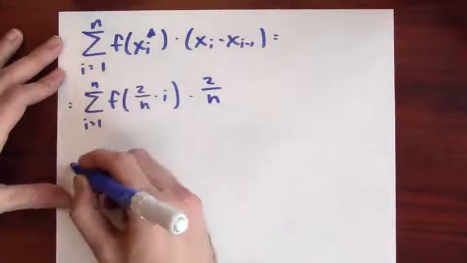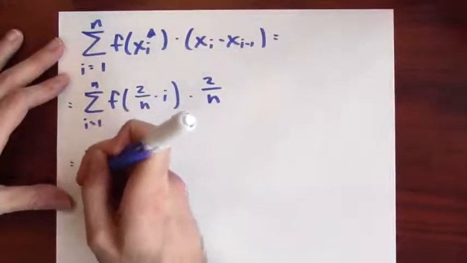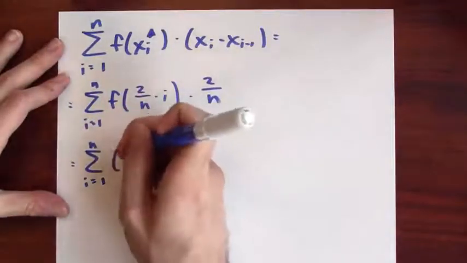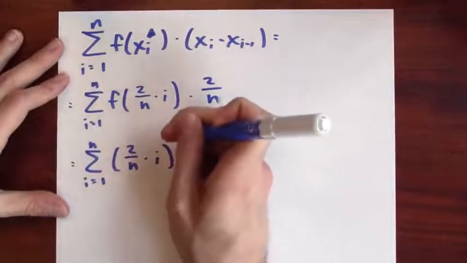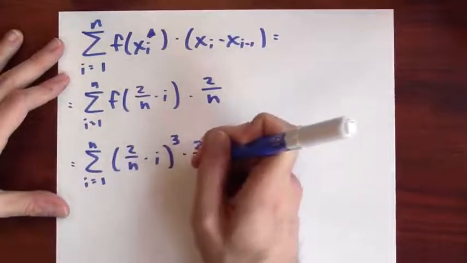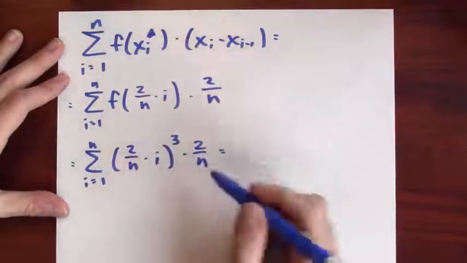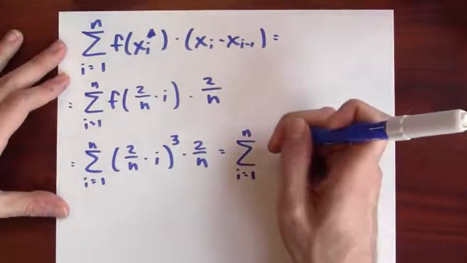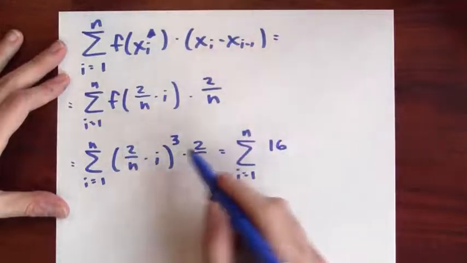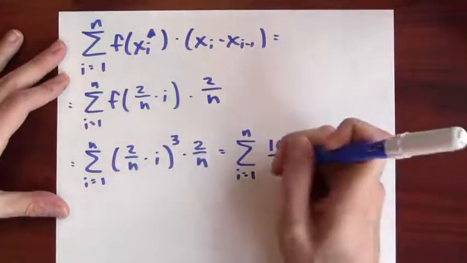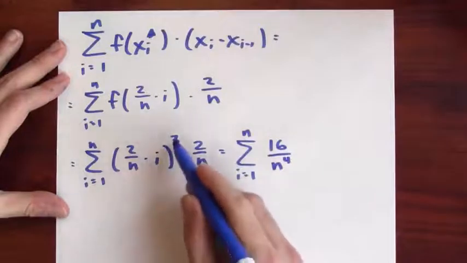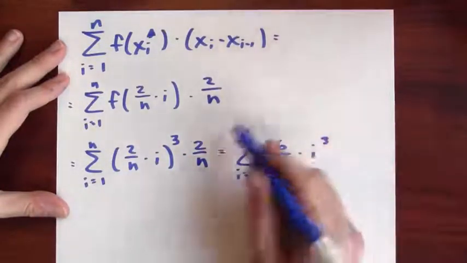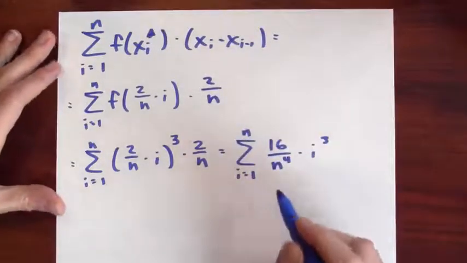Now the function in this case is the cubing function. So this is the same as the sum, i goes from 1 to n, of (2 over n times i) cubed times 2 over n, which I could simplify somewhat. This is the sum, i goes from 1 to n, of 16, that's 2 cubed times 2, over n to the 4th, it's n cubed times n, times i cubed. So that's the particular Riemann sum in this case.